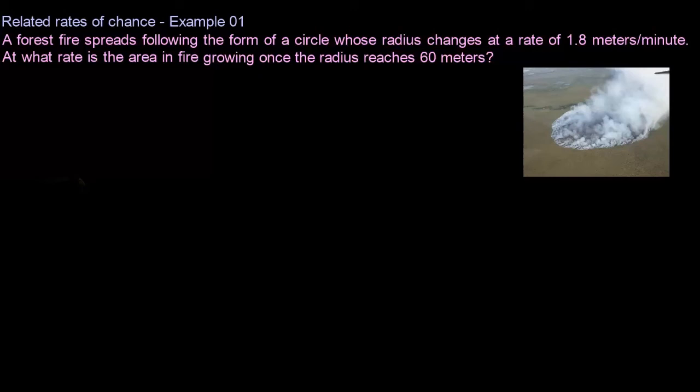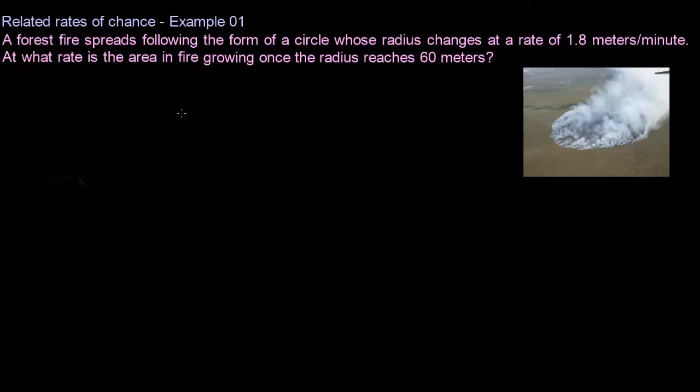Hi, in this video I'm going to explain the first example of related rates of change. Let's start right away. Here it says a forest fire spreads following the form of a circle whose radius changes at a rate of 1.8 meters per minute. Now, at what rate is the area on fire growing once the radius reaches 60 meters?